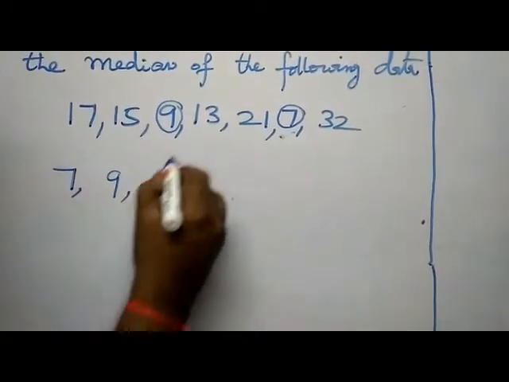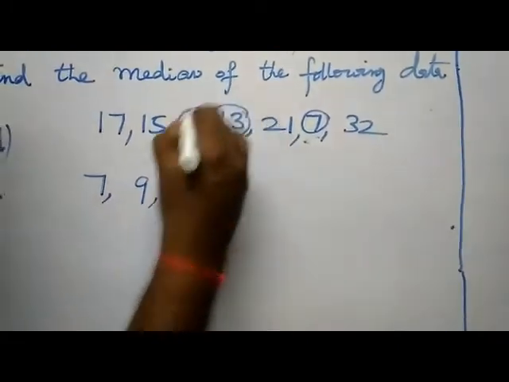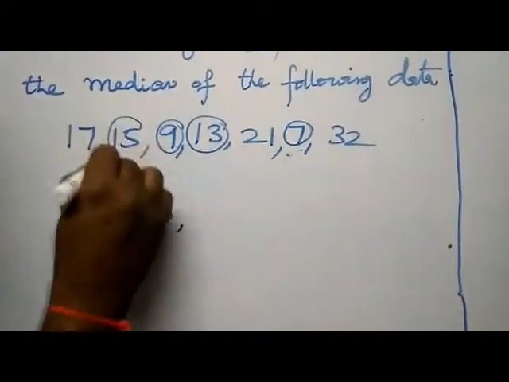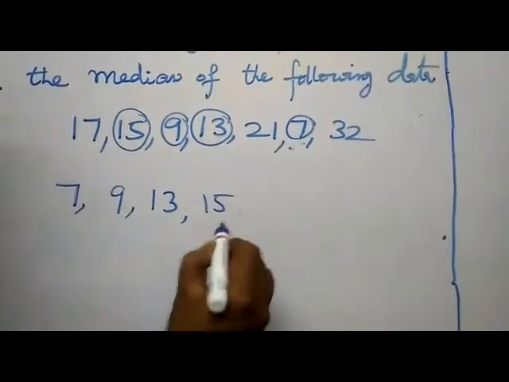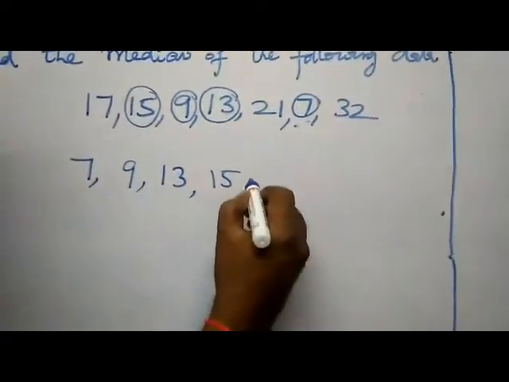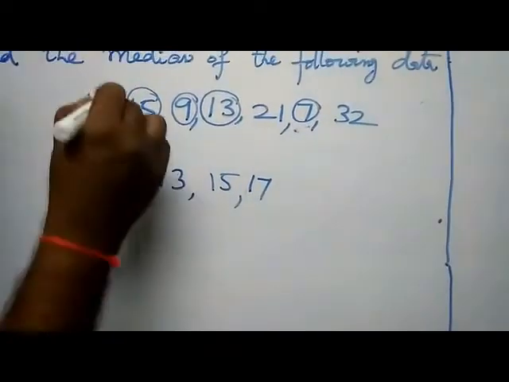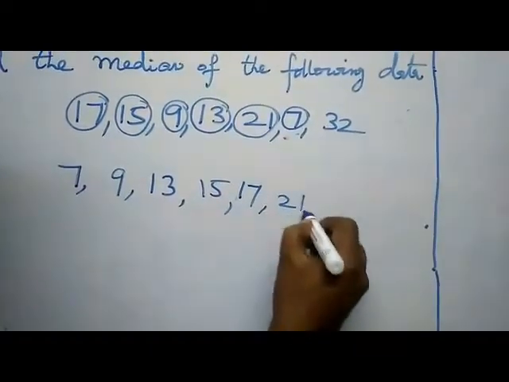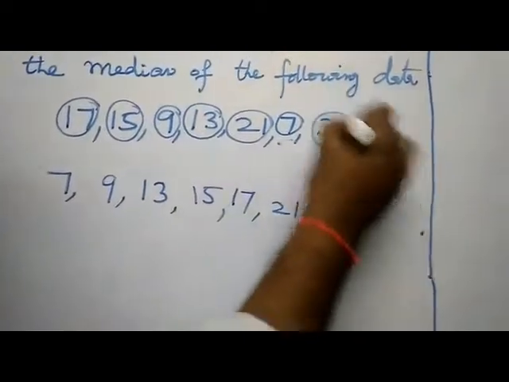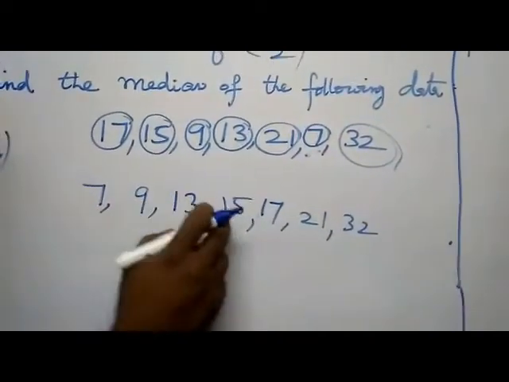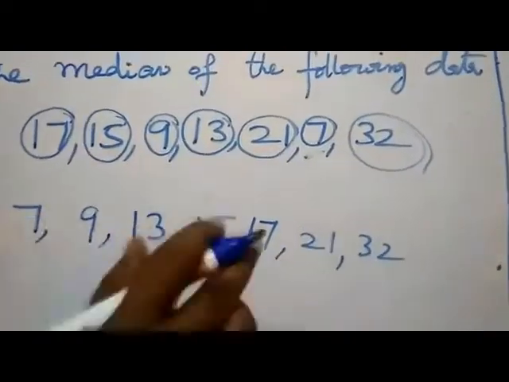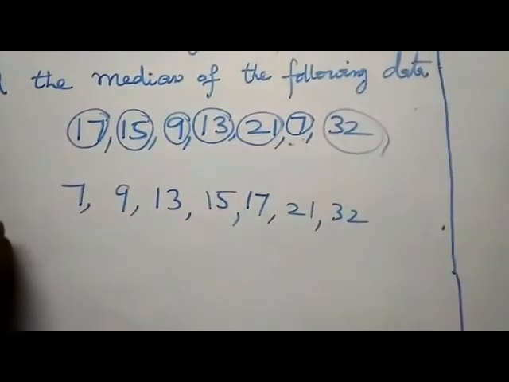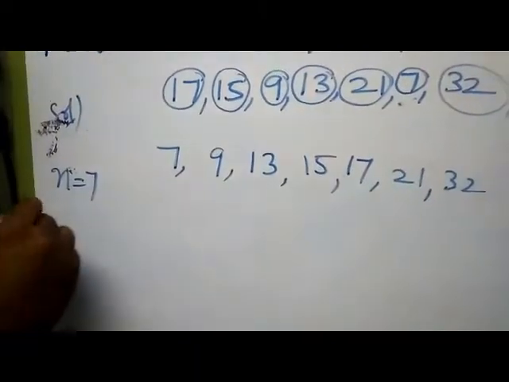Next 13. Next 15, 17, and 21 and 32. Just 1, 2, 3, 4, 5, 6, 7. Total 7. 7 is an odd number. 7 is odd. Then n is equal to 7.